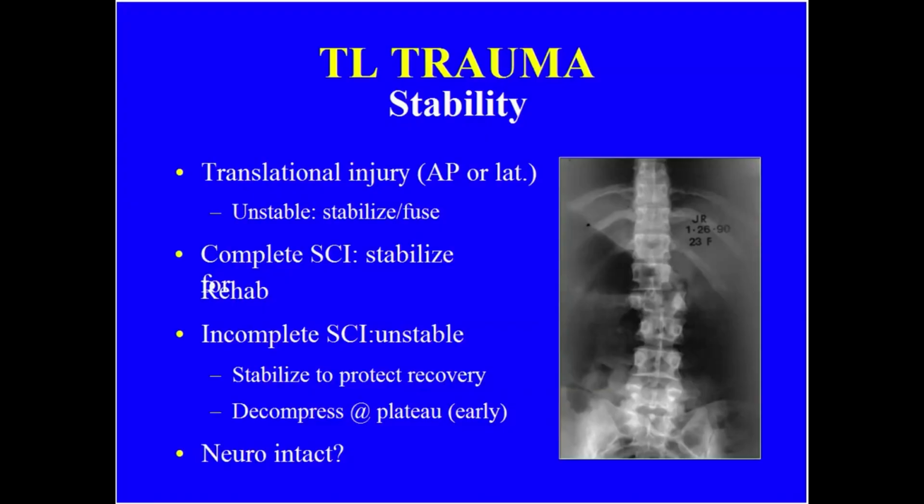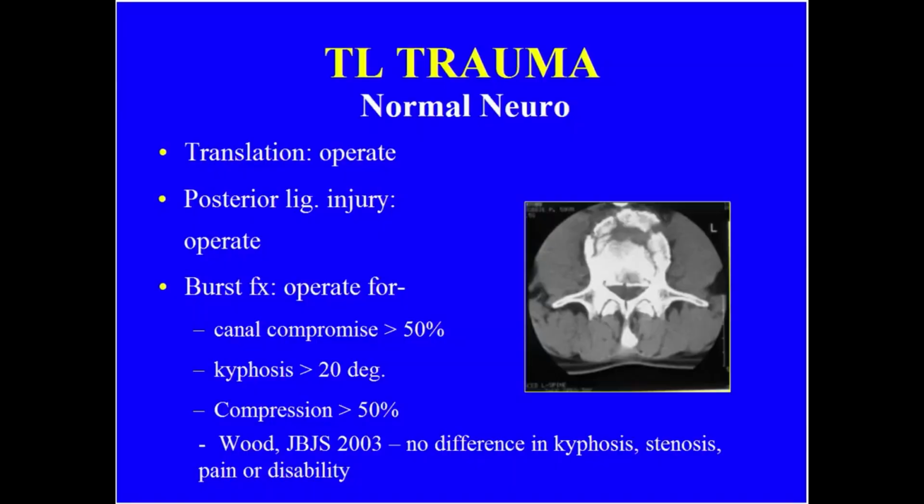In the neurologically normal patient, if they have a translational injury, operate; they're unstable. If they have a posterior ligamentous injury pattern and what looks like a burst fracture anteriorly, that's a patient who really has a highly unstable injury, and you should operate on those patients. Those are the patients with what looks like a relatively mild compression or burst fracture anteriorly. If they've disrupted the posterior ligamentous complex, they are likely to develop progressive kyphosis and come in with increasing pain, increasing kyphosis, and neurologic impairment.